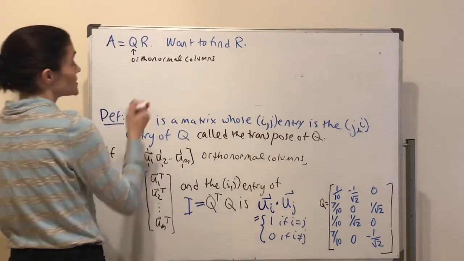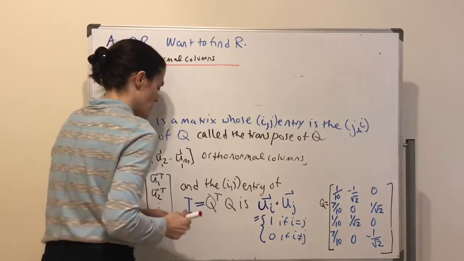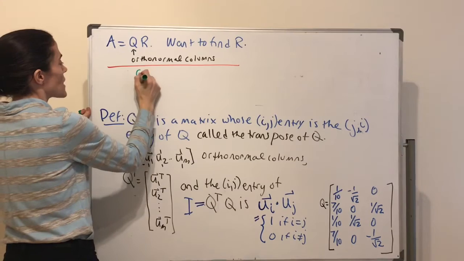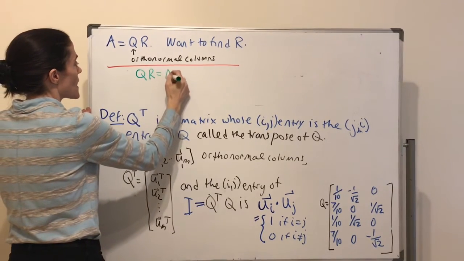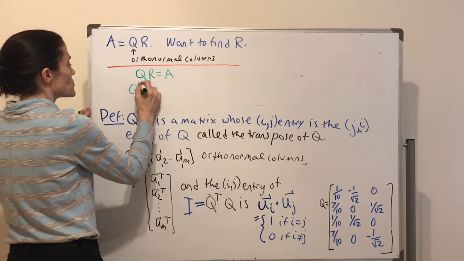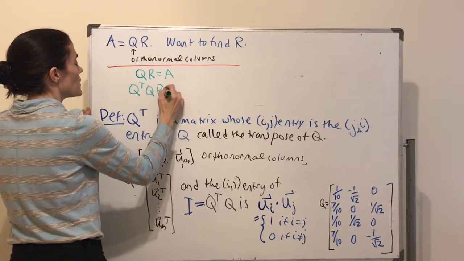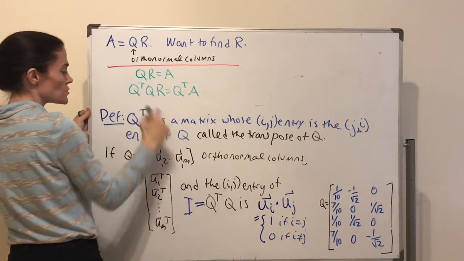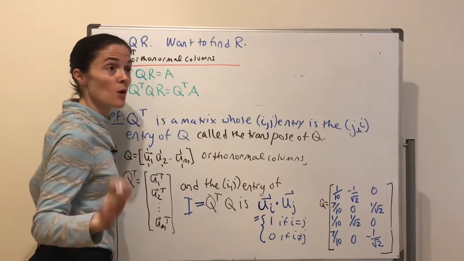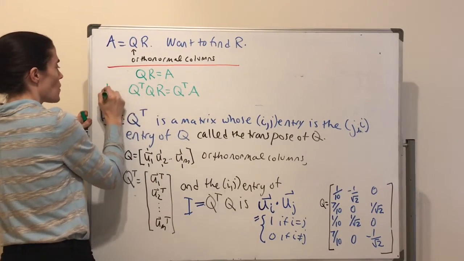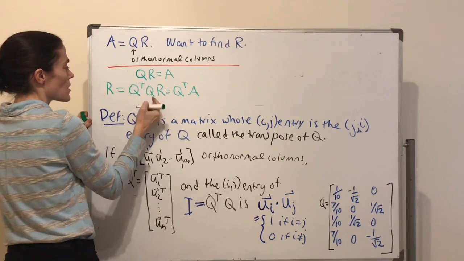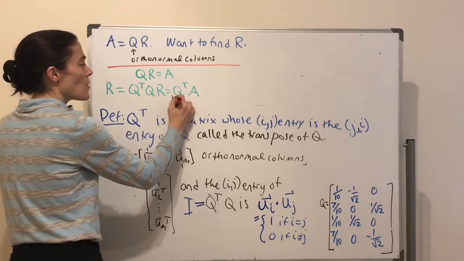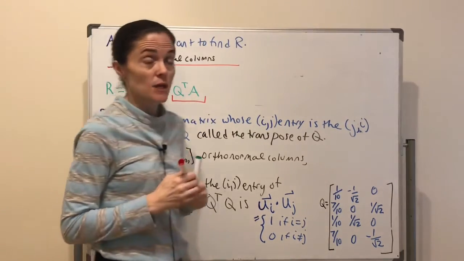Okay. Want to find R. Very nice. Yes, I do. So let me just write it this way. If QR equals A, then Q transpose Q R is Q transpose A, right? But this Q transpose Q, because Q's columns are orthonormal, is the identity. So R, which is the identity times R, is this. So this allows us to find R by multiplying here. And this does not need that Q is square.